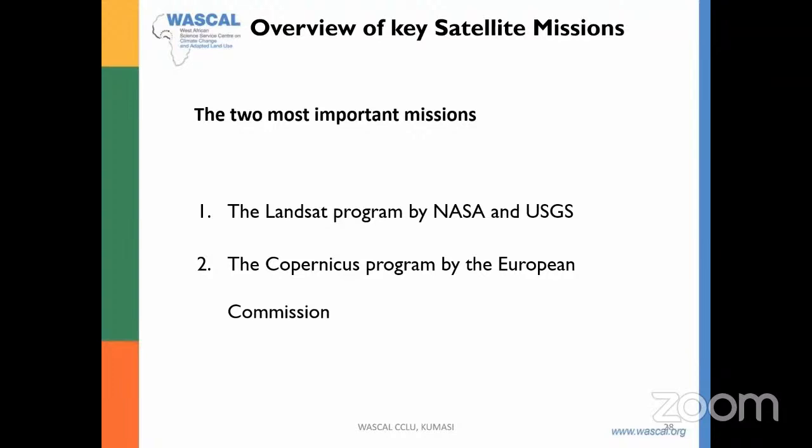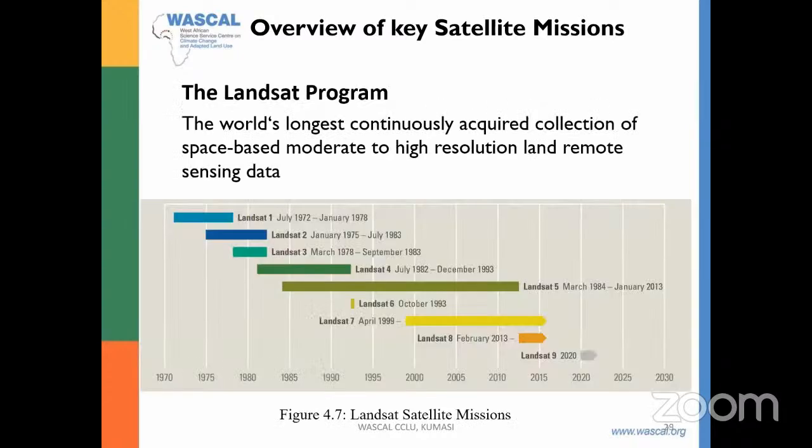I'll briefly talk about the two most important or popular ones: the Landsat program by NASA and USGS, and the Copernicus program by the European Commission. Landsat has been one of the continuous data acquiring satellite missions, giving us moderate to high resolution land remote sensing data, and started around 1972 up to date. There are several missions starting from Landsat 1, and currently we have Landsat 9. Some of these missions have ended, and the others are continuing to provide us with data.